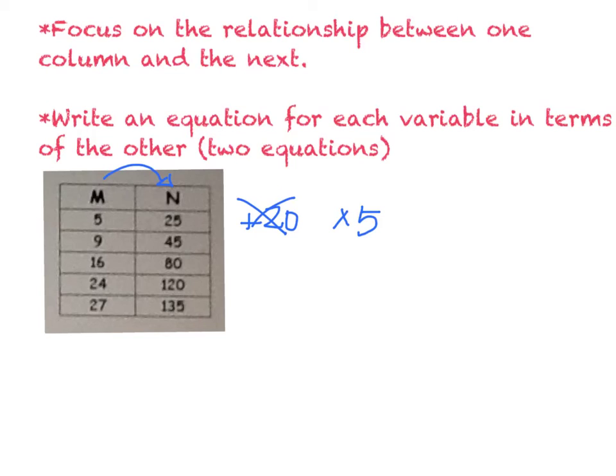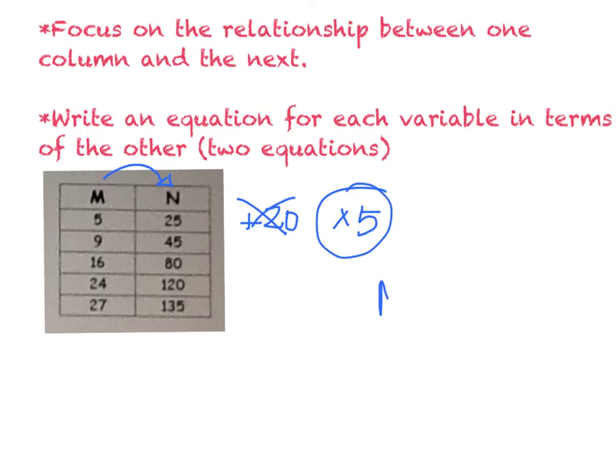Let's check multiplying by 5. If I do 9 times 5, I get 45. If I do 5 times 16, 5 times 10 would be 50, 6 times 5 would be 30. Add that together, get 80, so good. 5 times 24, I would do 5 times 20, which is 100, plus 5 times 4, which is 20, 120, good. And 5 times 27 is 100, plus 5 times 7 is 35, 135. So it looks like times 5 is my pattern.